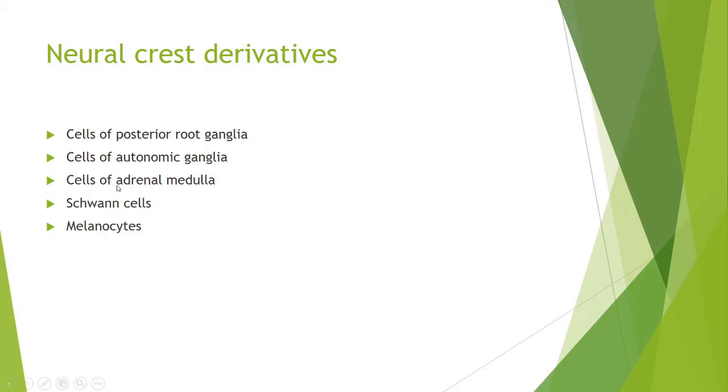The third variety of cells are present in the adrenal medulla. They are also derivatives of the neural crest. And then Schwann cells, which are responsible for the formation of the myelin sheath of the peripheral nervous system, also develop from the neural crest. And lastly the melanocytes present in our skin, responsible for the color of skin, are also derivatives of the neural crest. Apart from these, a few cells in the teeth are also neural crest cells. These are some derivatives of the neural crest.